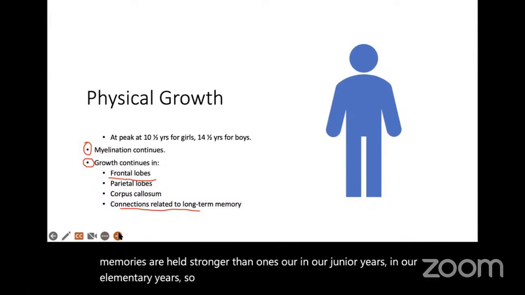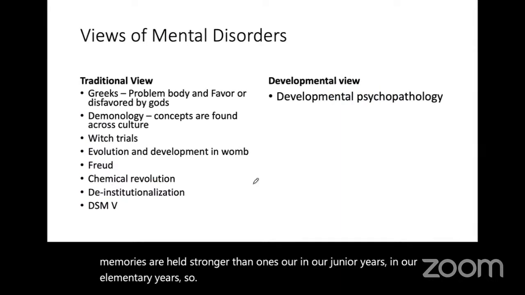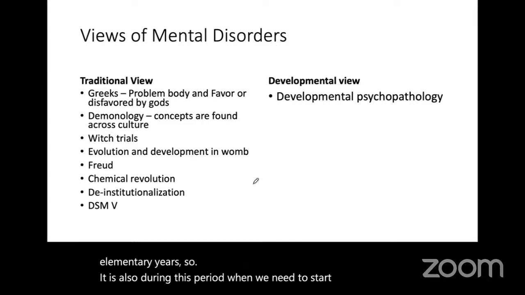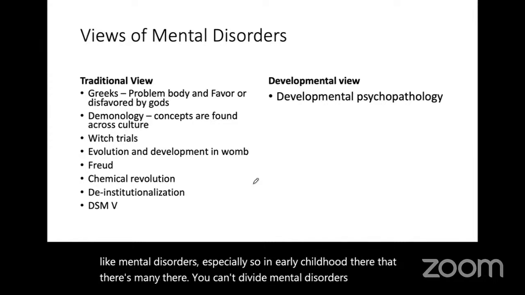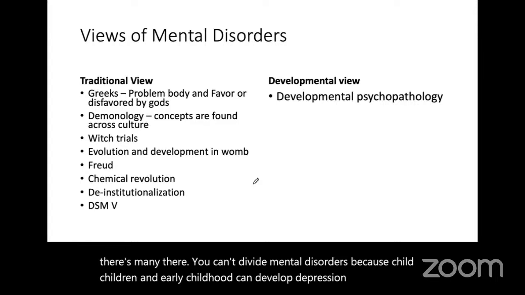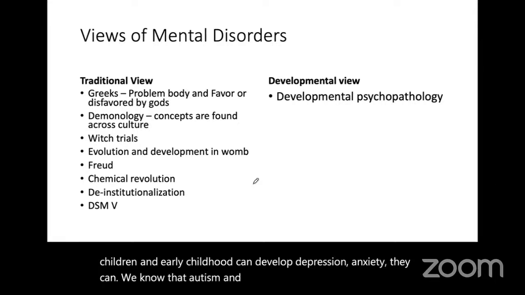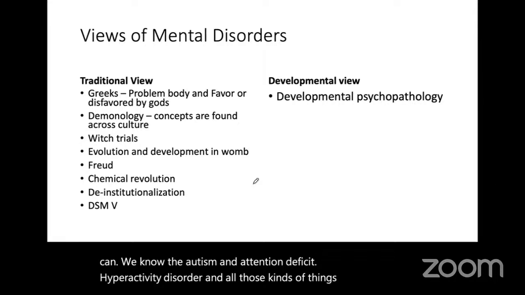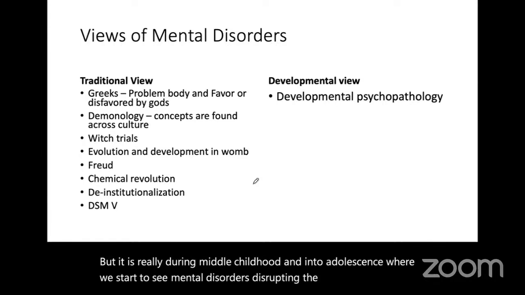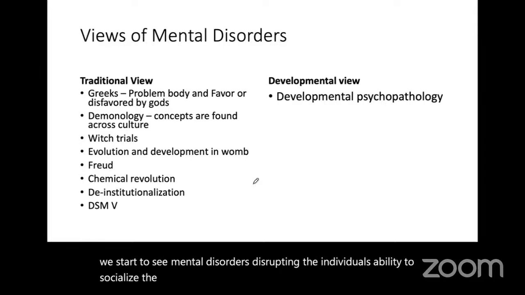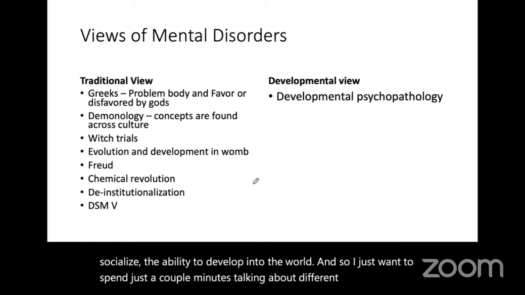So it is also during this period when we need to start looking at things like mental disorders, especially. So in early childhood, there's many, you can't divide mental disorders, because children in early childhood can develop depression, anxiety. They can, we know, have autism and attention deficit hyperactivity disorder and all those kinds of things. But it is really during middle childhood and into adolescence where we start to see mental disorders disrupting the individual's ability to socialize, the ability to develop into the world. And so I just want to spend a couple of minutes talking about different views about mental disorders.